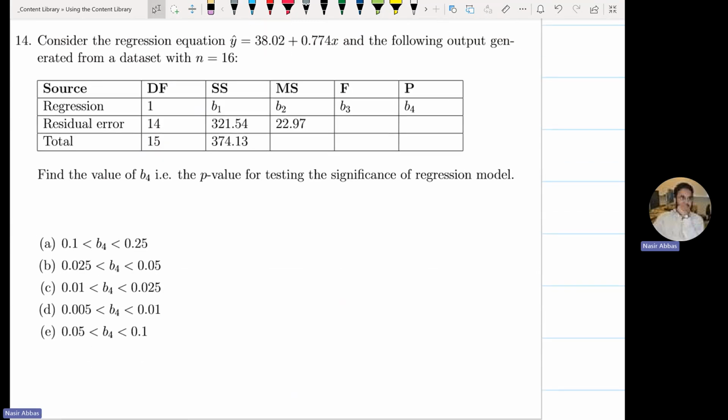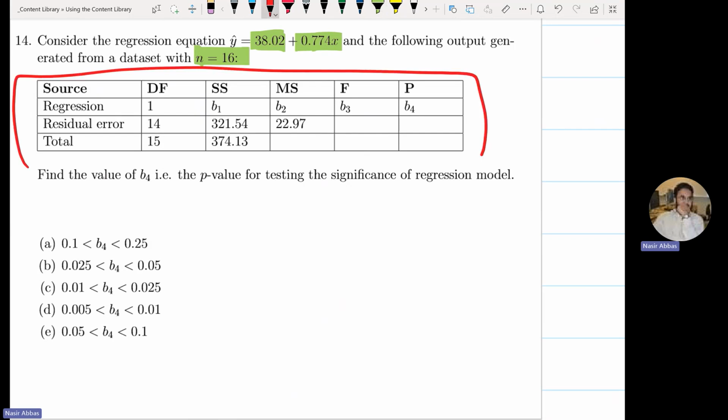The next question says, consider the regression equation. It's similar to question 12, I think, where we have B naught 38.02, B1 is 0.774, N is 16, and this analysis of variance table is given. Can someone tell me what this 1 indicates? This 1 indicates that the question is from chapter 11. One feature, one regressor. This is K.